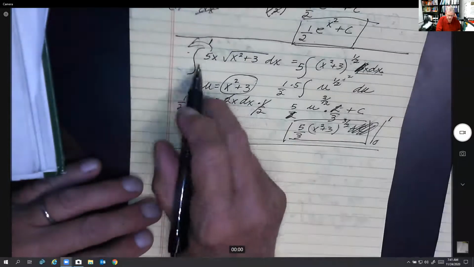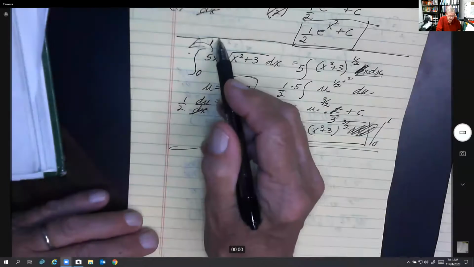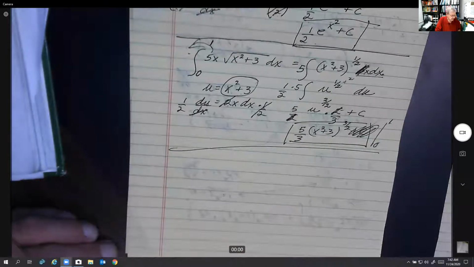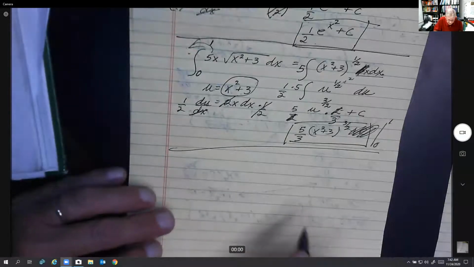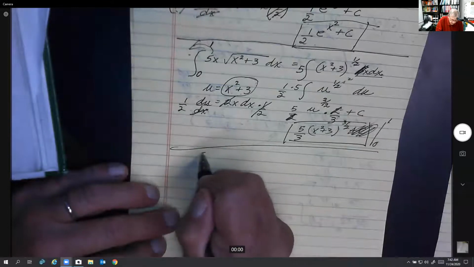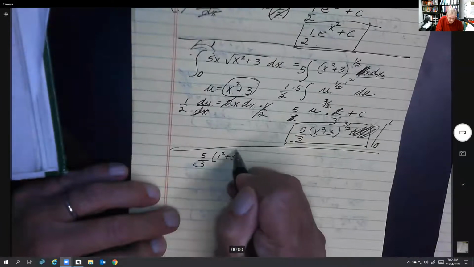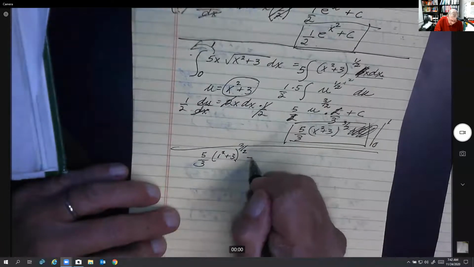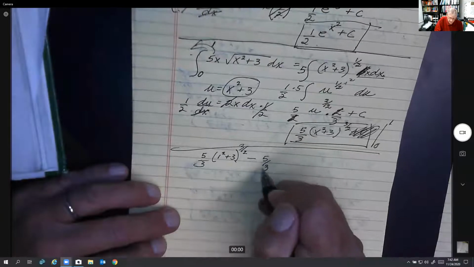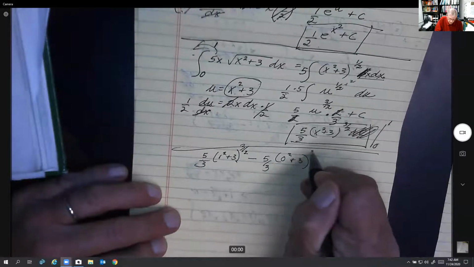We can use this not only for just basic integration, but we can use it for direct integration with actual numbers. What do we call that again? Definite integrals. So let's put the 1 in here. This would be 5/3 times 1 squared plus 3, I'll just write the whole thing down, to the 3 halves. Yikes. Minus 5/3 times 0 squared plus 3 to the 3 halves.